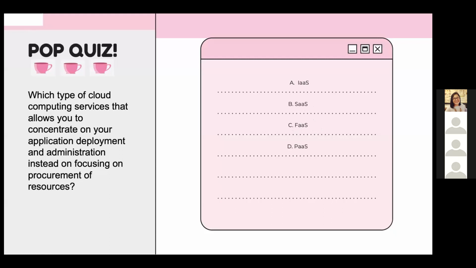So magko-concentrate na lang. Kung ikaw ay dev, magko-concentrate ka na lang on the deployment. So yung focus mo, data and your application. Pero hindi mo na iintindihin yung infrastructure.